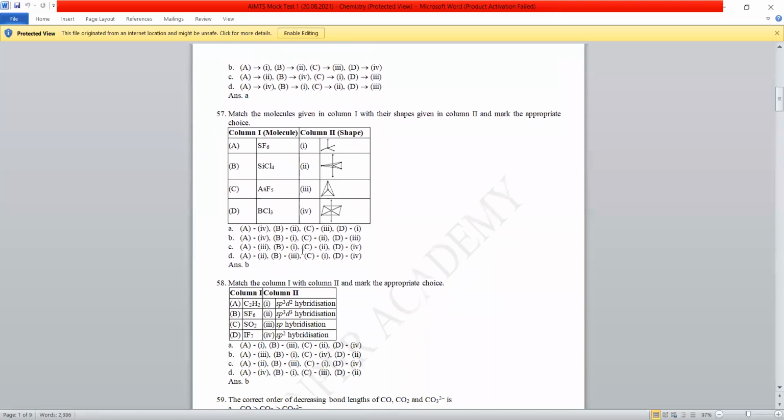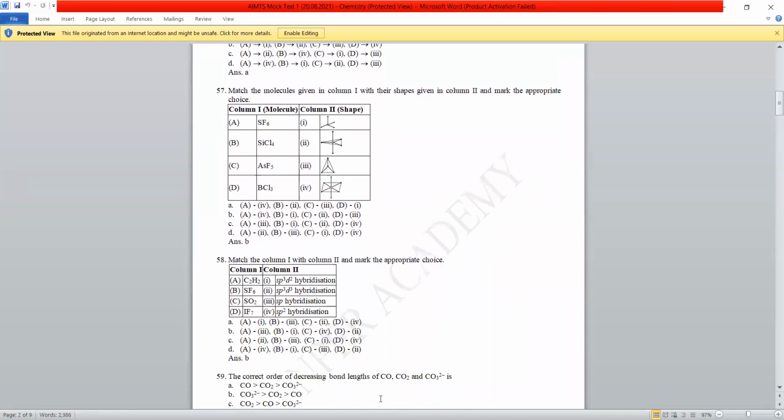Next, question number 57. What have they given here? In column 1 they have given molecules, and in column 2 shapes. As we know very well, SF6 is octahedral, SiCl4 is tetrahedral, PF5 is trigonal bipyramidal, and BCl3 is trigonal planar. Checking which matching is correct, B is the correct matching.